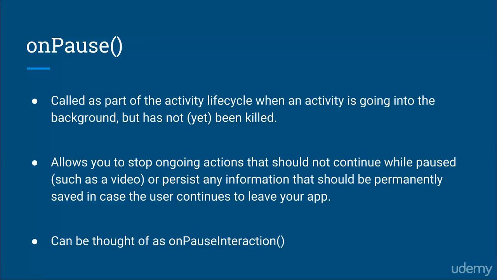onPause. Called as part of the activity lifecycle when an activity is going into the background but has not yet been killed. Allows you to stop ongoing actions that should not continue while paused, such as a video, or persist any information that should be permanently saved in case the user continues to leave your app. Can be thought of as onPauseInteraction. So usually the onPause callback is the first indicator that somebody is going to leave your application.